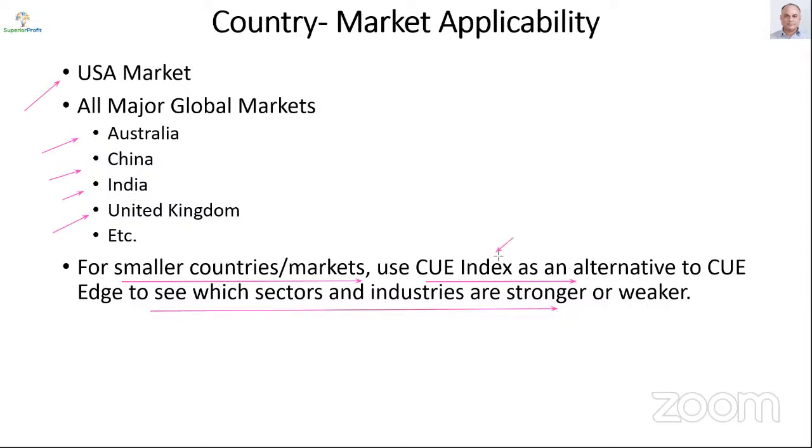How to use Q index as an alternative to QEdge? Poor man's alternative. Nowhere near as powerful as QEdge, but if we don't have the market breadth that we need to calculate sector industry rotation analysis, we may use Q index for those smaller countries and markets. I already explained how to do that in the session on Q index. I will not cover that today. I will focus on QEdge.